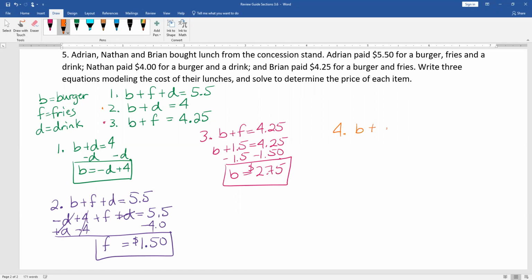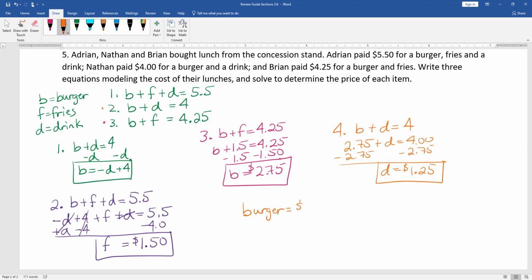So B plus D equals 4. Burger is 2.75. Subtract that from both sides. Add zeros so you don't mess up. So we know that's 25, and I'm going to have to borrow, 3 minus 2 is 1. So a drink is $1.25. All right, so we're done. Burger is 2.75.